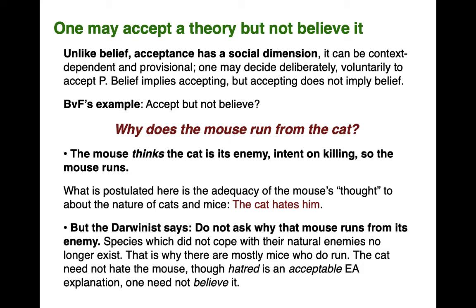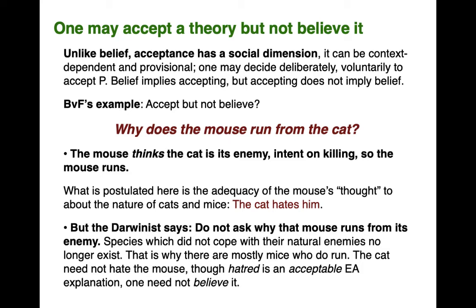Here's Bas van Fraassen's example of accepting but not believing. We want to know why the mouse runs from the cat. Here's a theory. The mouse thinks the cat is its enemy, intent on killing. So the mouse runs. What is postulated here is the adequacy of the mouse's thought about the nature of cats and mice. The cat hates him. So the reason the cat is chasing the mouse is that the cat hates the mouse. That explains the behavior of the cat, explains the fact that the mouse thinks the cat is its enemy.